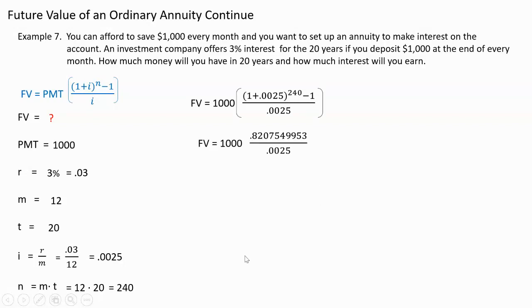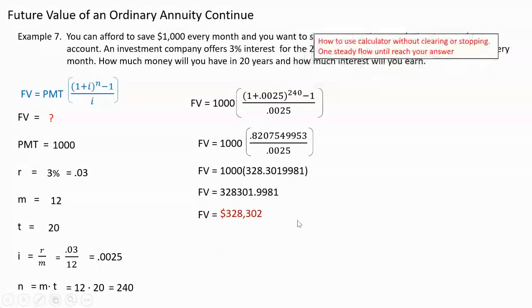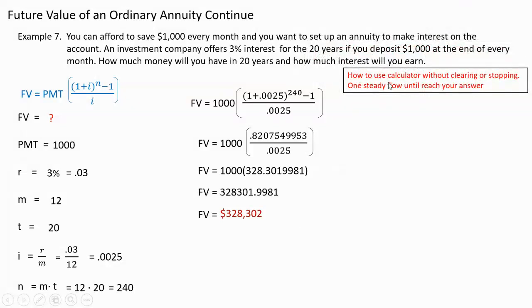So this is how you start. You're going to enter the numerator first. So you're going to put all that in the calculator just the way it is. And you should get something like 0.82075499953. Then you divide that by 0.0025. So this is what you get: 328.30199981. Then you multiply it by 1,000. So this is your answer here, guys. $328,302.